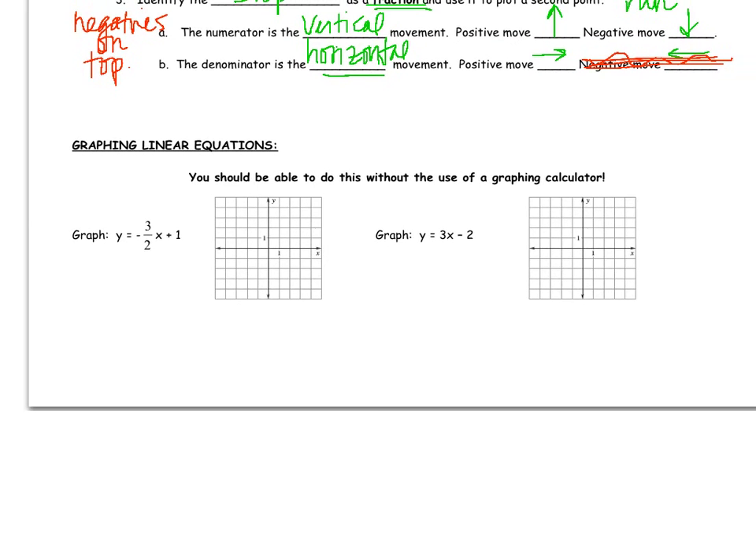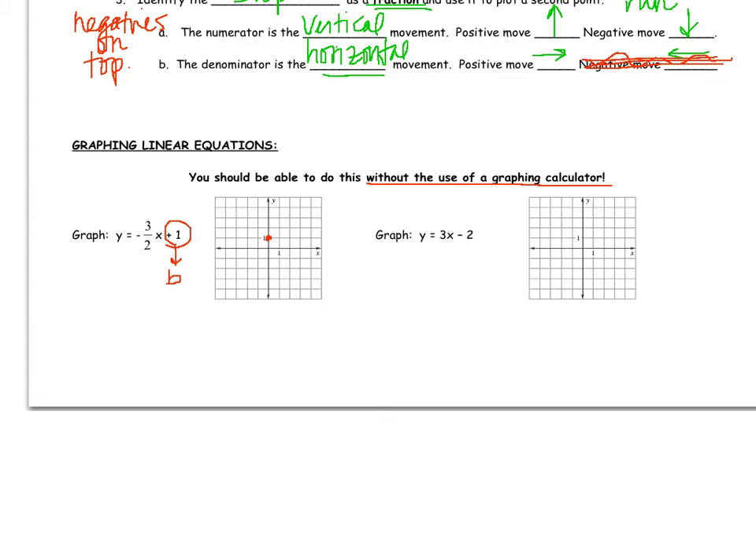Now, as we move up, let's actually graph. You'll notice here I put a note: without a graphing calculator. I want you to understand the ins and the outs of how this works. Okay? What I'm going to look for is my value of b, which in this case is 1. What this says is on the y-axis, I go up to positive 1, and I make a dot.